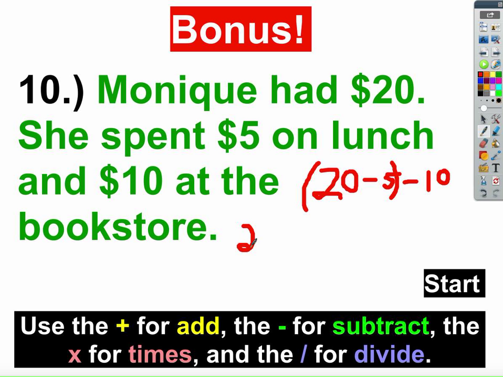Or I could take the $20 and I'm going to subtract. Maybe I want to just add these two together and see that those combined what that cost Monique. So in parentheses I could do the 5 for lunch plus the 10 at the bookstore. That would be 15, and I'd still take 20 minus 15. So either way, these expressions are going to work, and that's something very important to understand about math, is a lot of times there's more than one way to solve a word problem. So setting up your expression might be different than the next person, but if you both end up getting the same answer, then either expression will work.